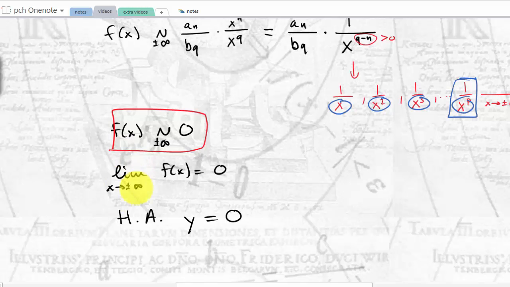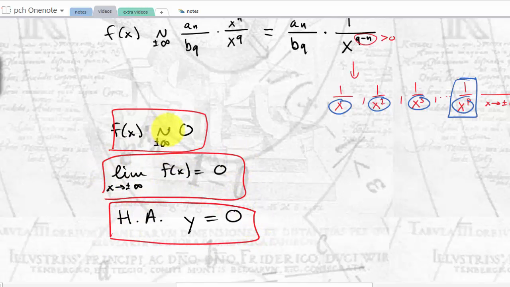f of x is actually equivalent to 0 at plus or minus infinity. Another way of saying that is the limit of f of x as x approaches plus or minus infinity equals 0. Another way to say that is that you have a horizontal asymptote, and the equation of the asymptote is y equals 0. So there are three ways to say that, all equivalent: horizontal asymptote, limit, or this equivalence right here. Let's look at the second case now.